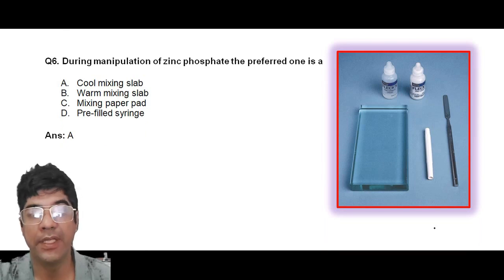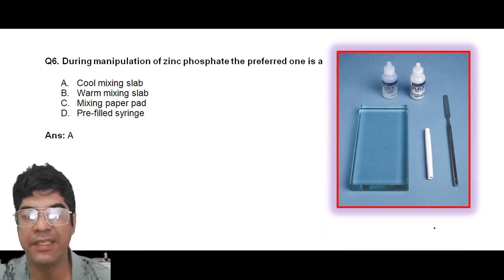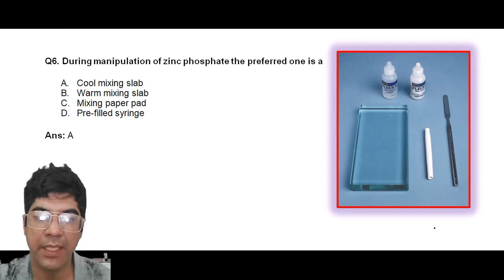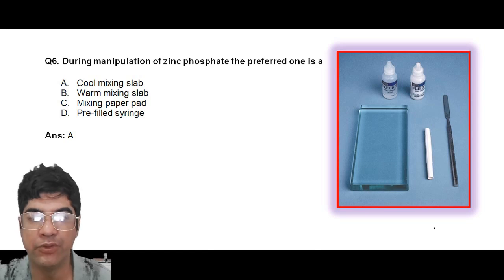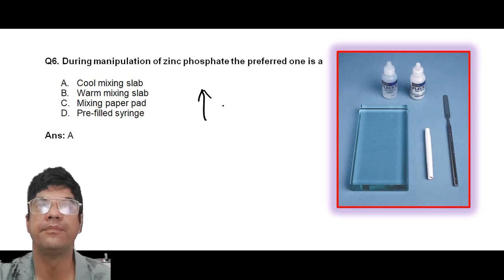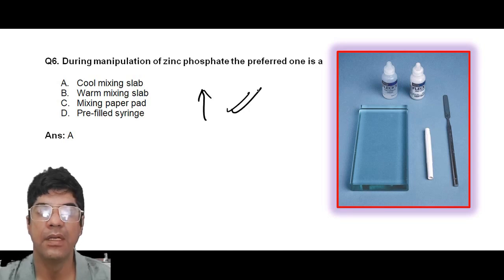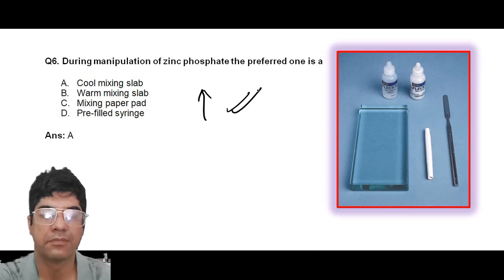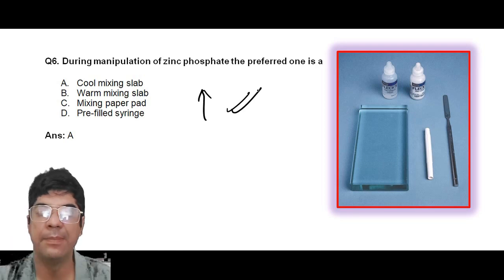So during the manipulation of GIC, we prefer the cool glass slab. During manipulation of zinc phosphate cement, a cool mixing slab should be used. So a cool slab will prolong the working time and setting time and permits the operator to incorporate a maximum amount of powder before the matrix formation. So a cool glass slab helps to prolong the working and setting time of the cement.